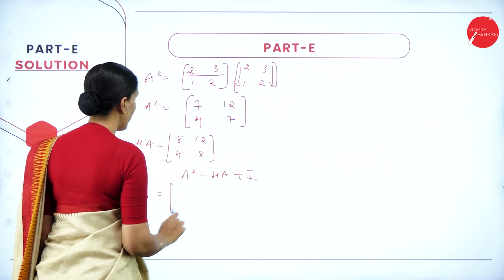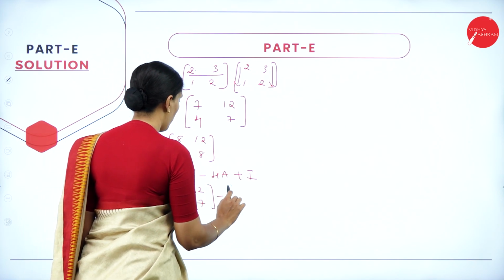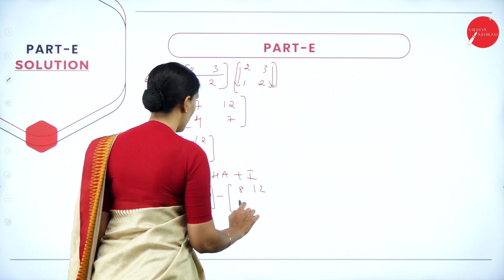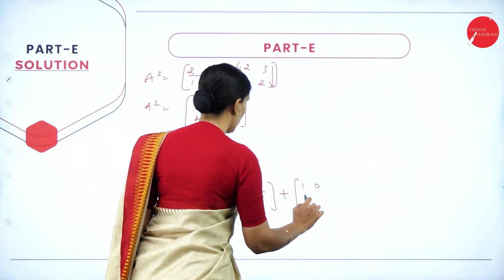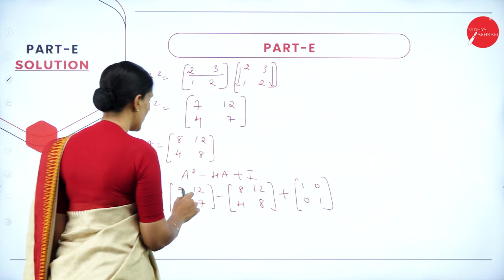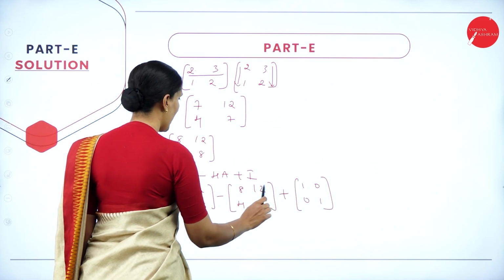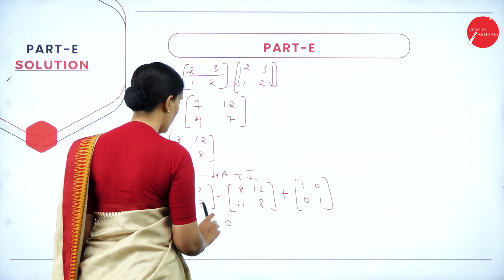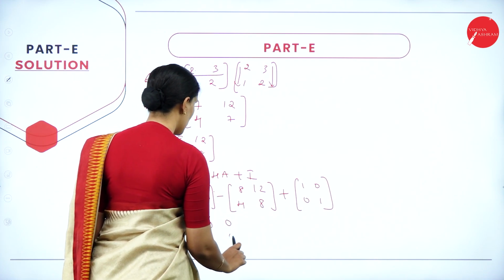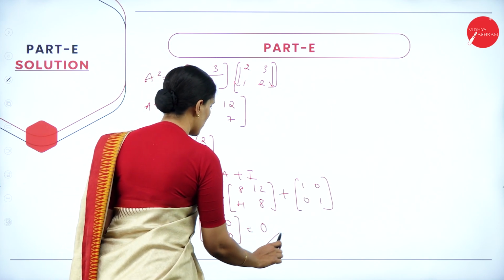So A square is 7, 12, 4, 7. 4A is 8, 12, 4, 8, plus I is 1, 0, 0, 1. So 7 minus 8 plus 1, 0. 12 minus 12 plus 0, 0. 4 minus 4 plus 0, 0. 7 minus 8 plus 1, 0. So clearly, it's a null matrix.